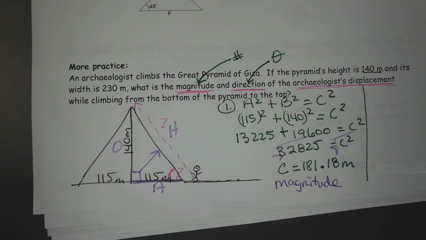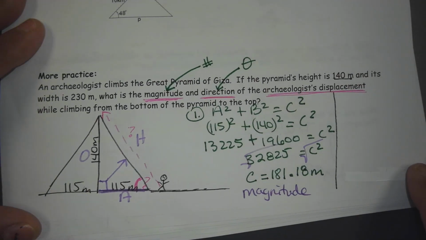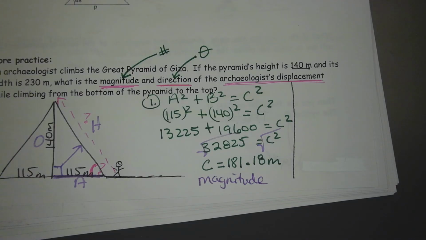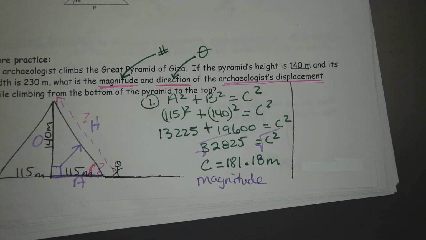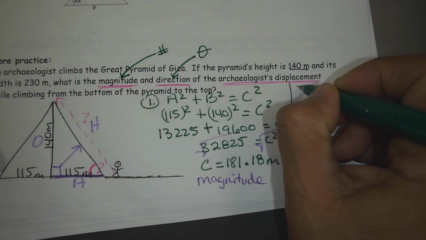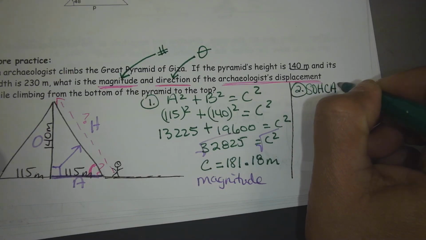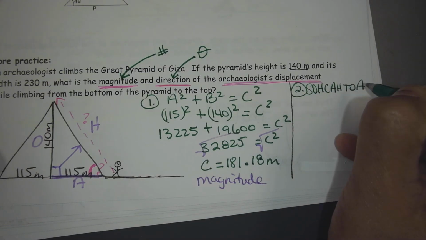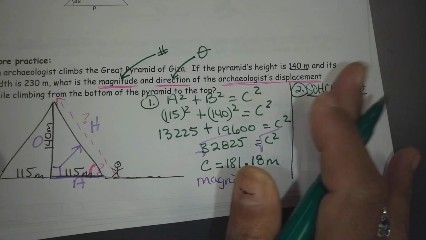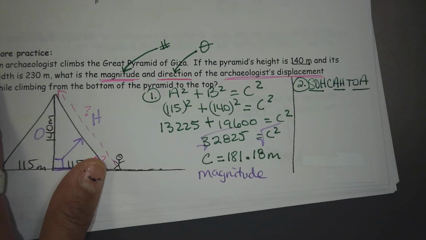So the magnitude portion is done. Check. Let's find the direction. One more time. In physics, direction is considered to be the theta. So I need to figure that out. Well, to figure that out, I'm going to have to SOHCAHTOA. So I'm going to say part 2 is SOHCAHTOA. Now, which portion am I going to use?